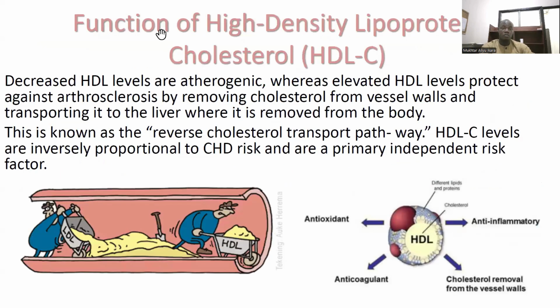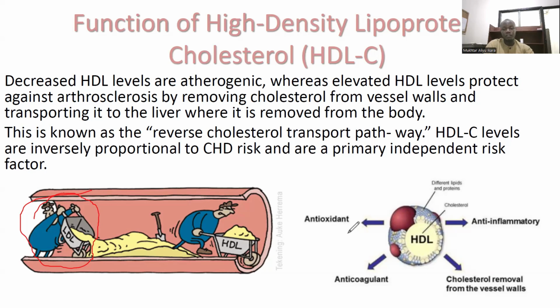So then, now, what are the functions of high-density lipoproteins? Look at what it does. You see, this is the HDL. Low HDL levels are atherogenic, whereas elevated HDL levels protect against atherosclerosis by removing cholesterol from the vessel walls and transporting it to the liver where it is removed from the body. So you see, this is the LDL. The LDL is packing the cholesterol, depositing it here, and then the HDL is now using a shovel to remove it and a wheelbarrow and then take it outside.